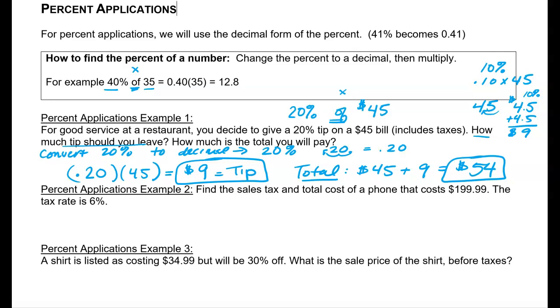So the second example says find the sales tax and total cost of a phone that costs $199.99.